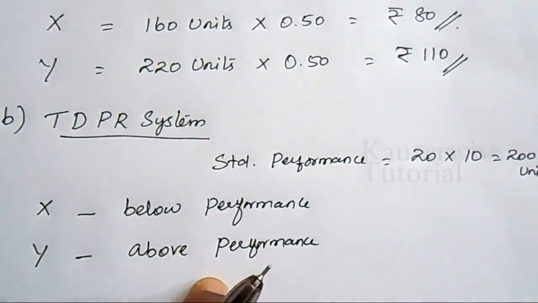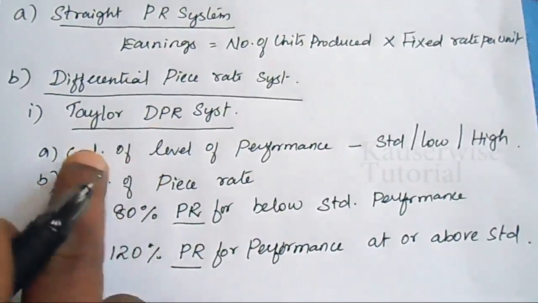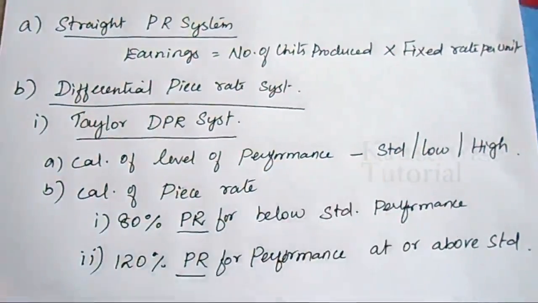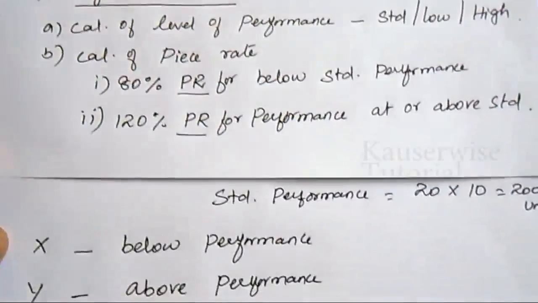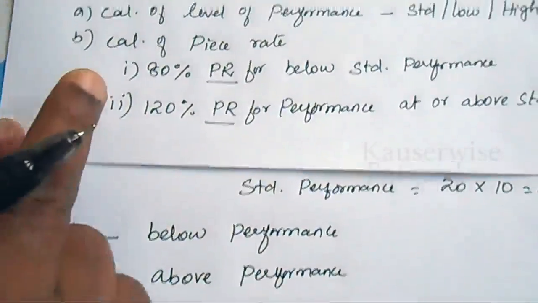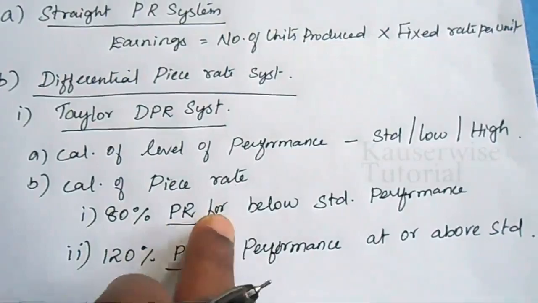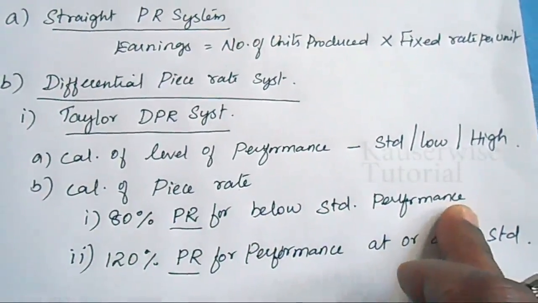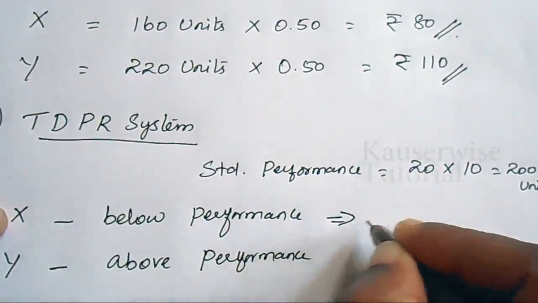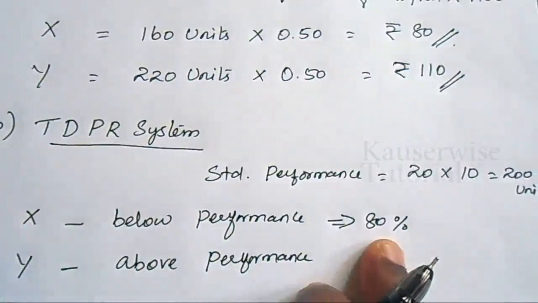So what is the piece rate applicable for both of them? Just look at the condition. After finding the performance, the level of performance is X below performance, Y above performance. Just see the calculation of piece rate. For below performance, that is 80% piece rate for below standard performance. So X comes under below performance, so only 80% of piece rate.